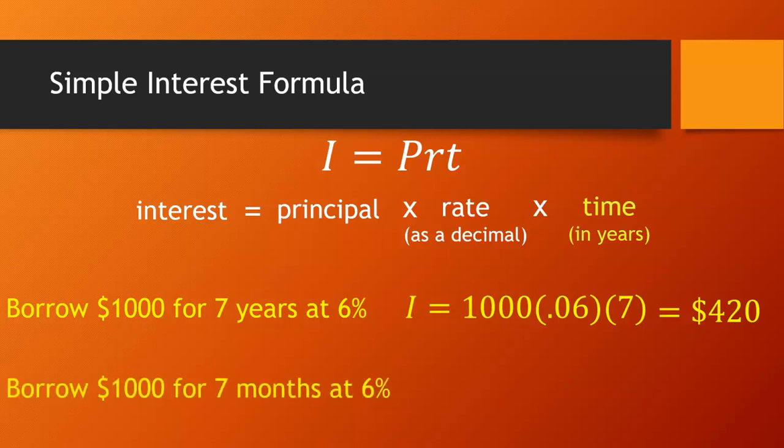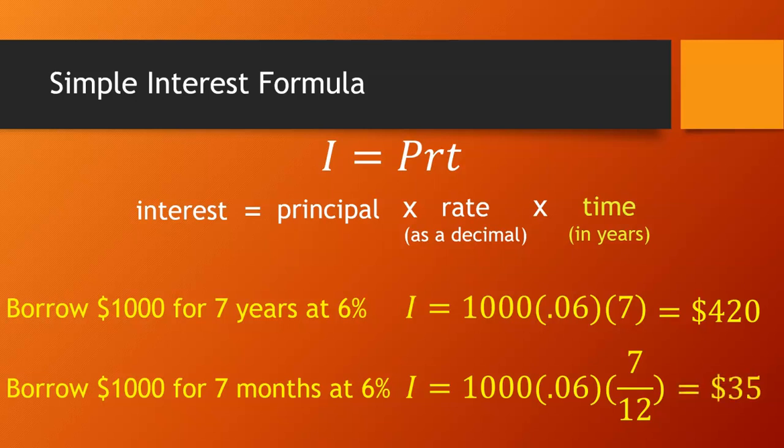But what if we're borrowing that same $1,000 for 7 months at 6%? So we'll have to find a way to convert 7 months into some fraction of a year. Well, that's pretty simple to do. There's 12 months in a year, so 7 months is 7/12 of a year. And we'd find that we owe $35 in interest.